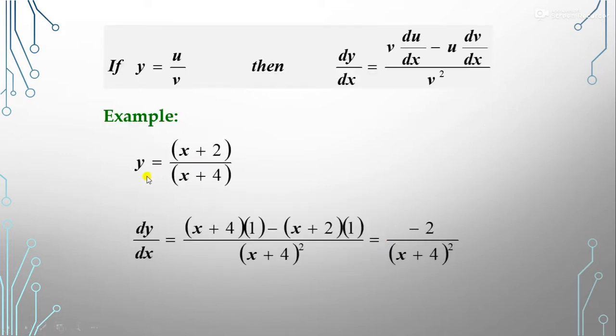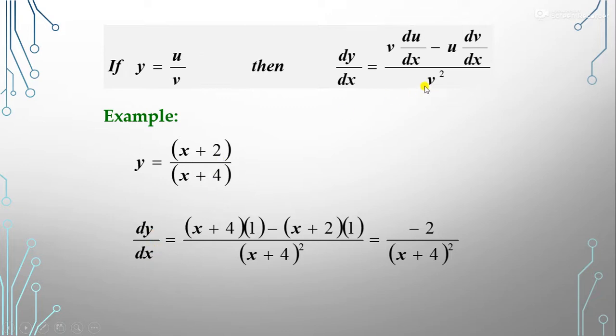So our function y is x plus 2 divided by x plus 4. You can see here our function is in u by v form. One function is x plus 2, and in the division x plus 4 is another function. So now you have to find the derivative of y with respect to x, that is dy by dx.